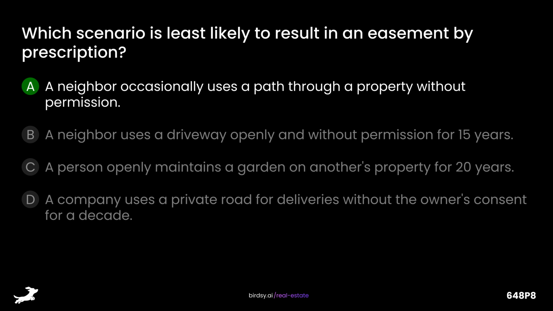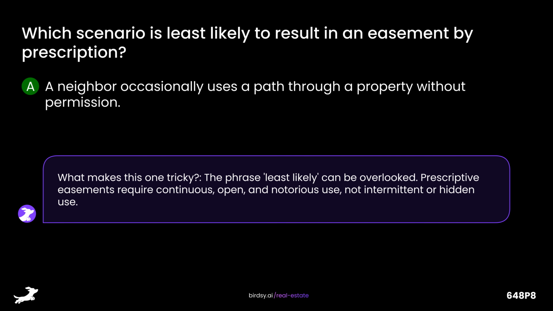The answer is A, a neighbor occasionally uses a path through a property without permission. What makes this one tricky? The phrase "least likely" can be overlooked. Prescriptive easements require continuous, open, and notorious use, not intermittent or hidden use.